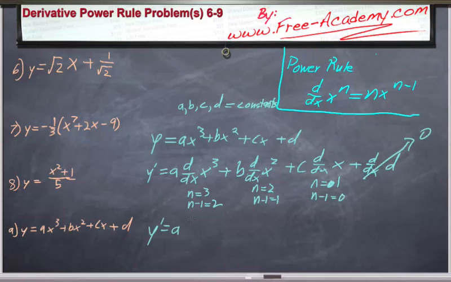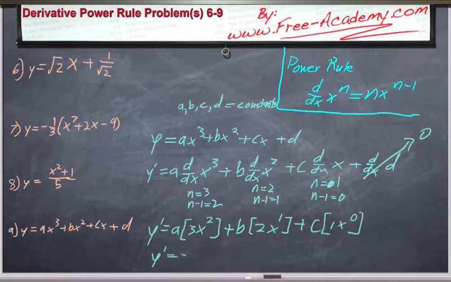So y prime is going to equal a times n x to the n minus 1, added to b times n x to the n minus 1, plus c times n x to the n minus 1. And now we just simplify out our algebra. We get y prime is equal to 3ax squared plus 2bx plus c. And there we have problems 6 through 9.